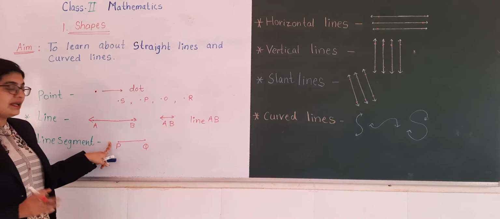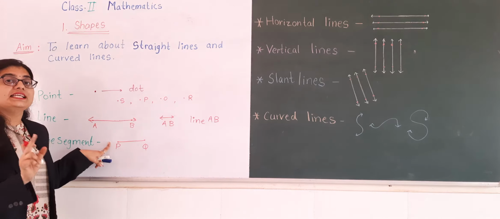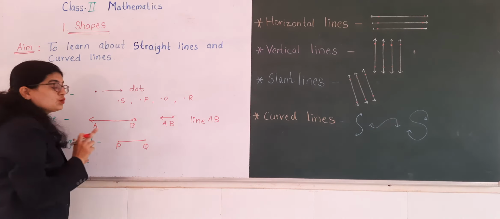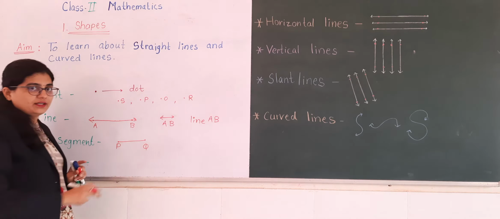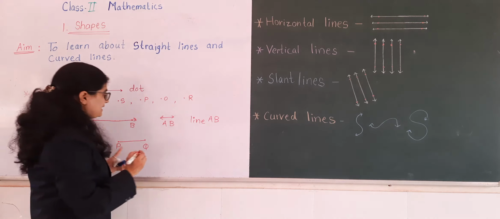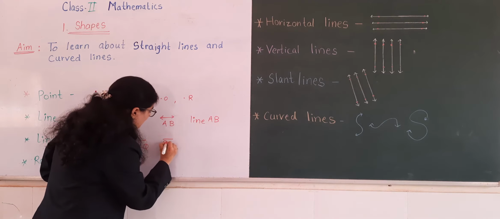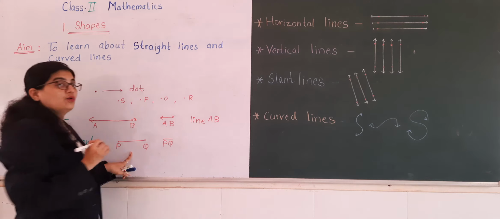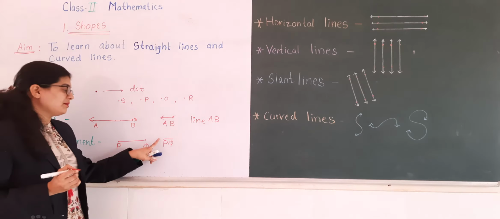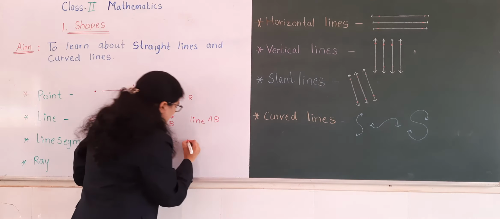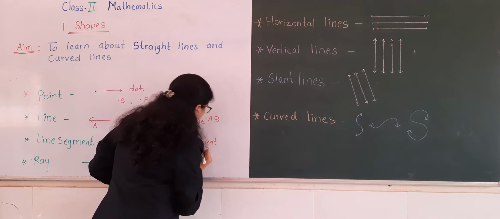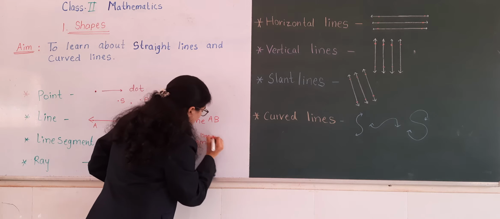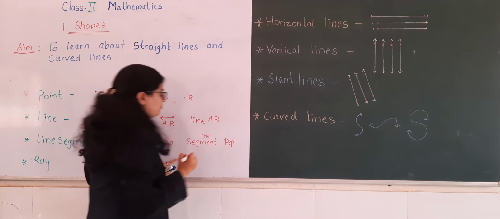But the line segment cannot extend toward any side because it has two end points, that is, a starting point and an end point. Okay? We write it as segment PQ. How do we write it? Line segment PQ. And we read it as segment or line segment PQ.